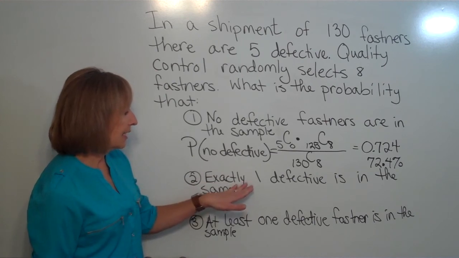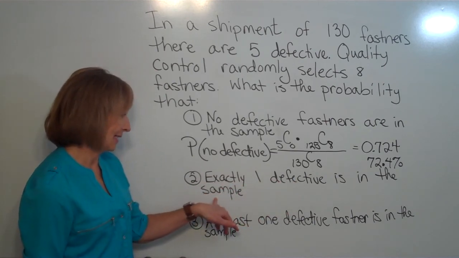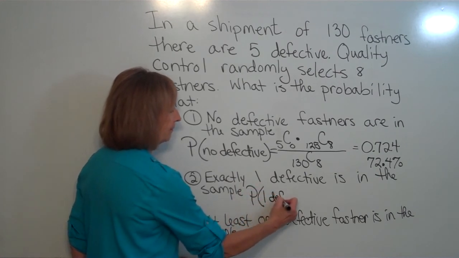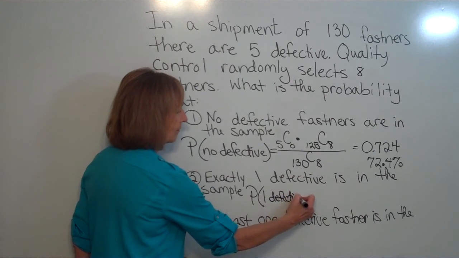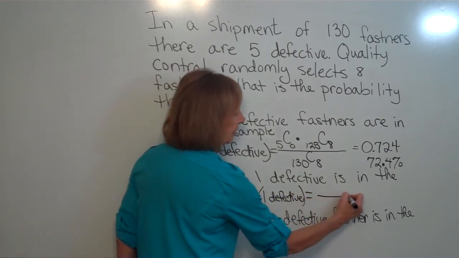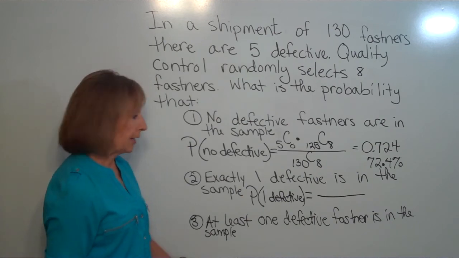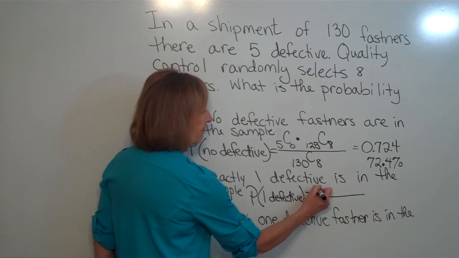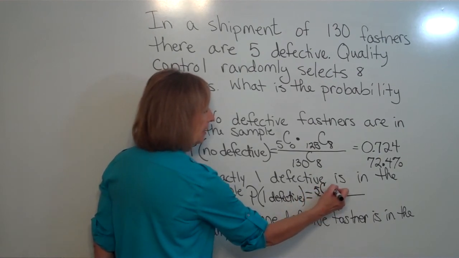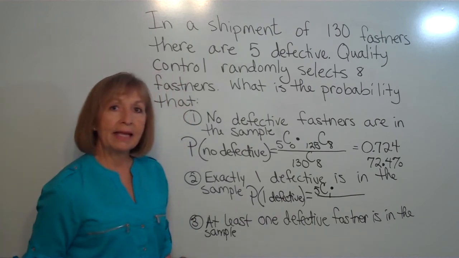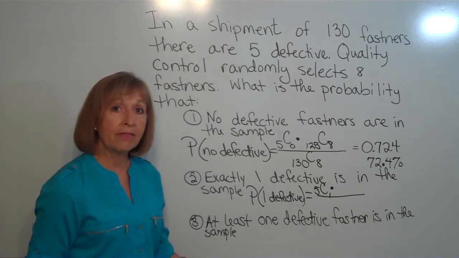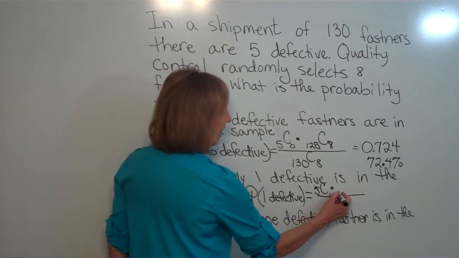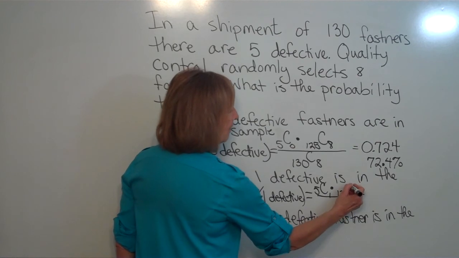How about the next one? Exactly 1 defective is in the sample. So the probability of exactly 1 defective, you're going to set up your fraction. So in the numerator, you've got to have 1 come from the defective group. So I have 5 combinations 1 times, and then again, if we have 130 fasteners all together, 5 are defective. That gives me 125 that are good. So I have 125 combinations.